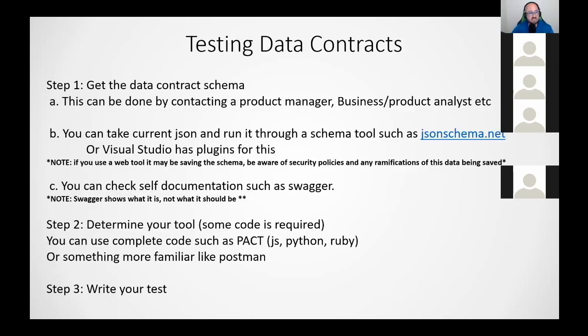So when we're testing data contracts, the first thing to do is to get the data contract schema. This can be done through product managers, business and product analysts, etc. It may just be you going and finding that information yourself.